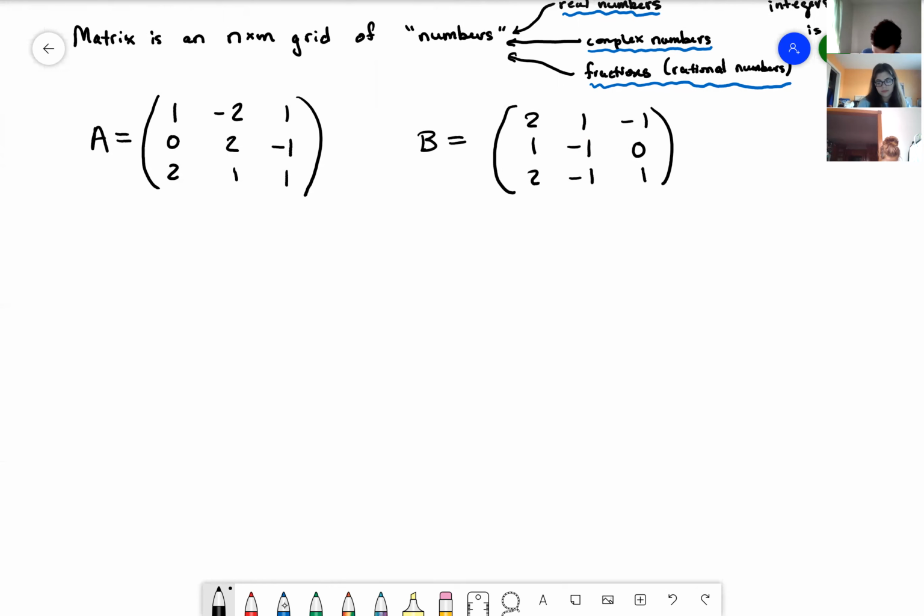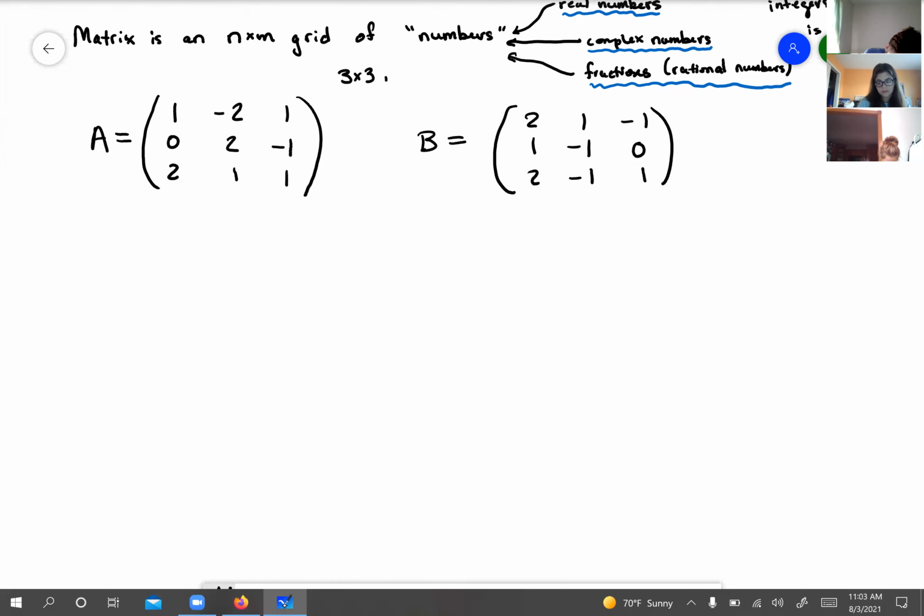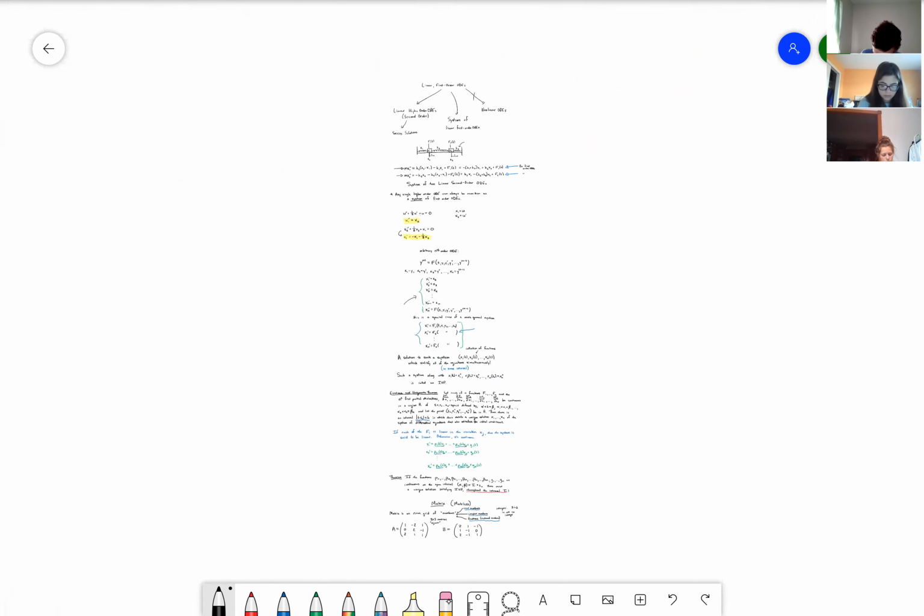We're going to do easy stuff now. So these are 3 by 3 matrices. They're square matrices.